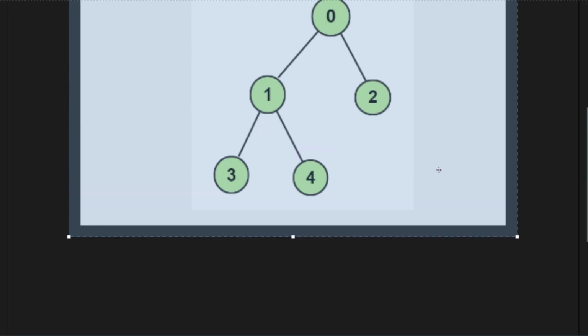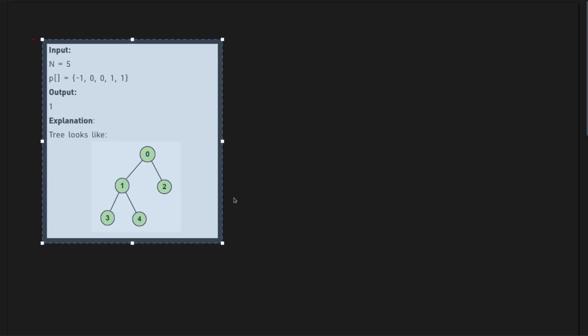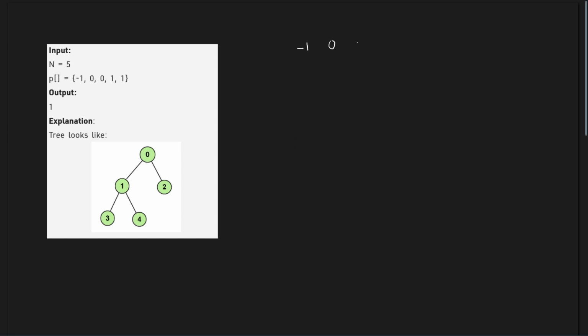So this way I'll also explain to you how the sample input is given. So here we have it, and you see that we have been given the array -1, 0, 0, 1, 1. So this is the 0th index, this is first, this is second, this is third, this is fourth. So it means that 0 has no parent, it is -1, and the first index has parent 0 right here, right? So it will be attached like this.